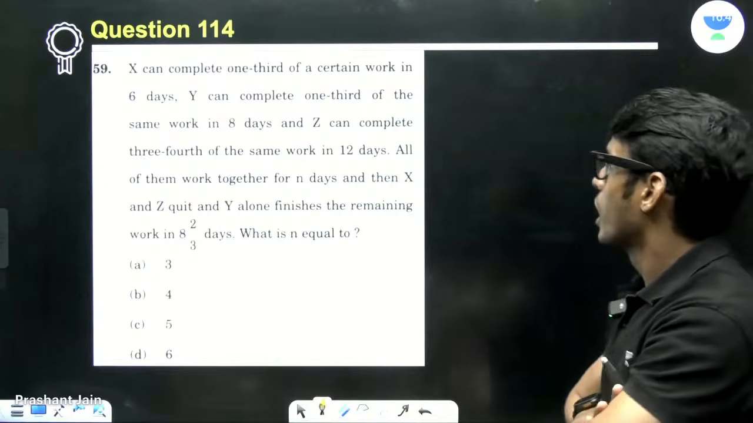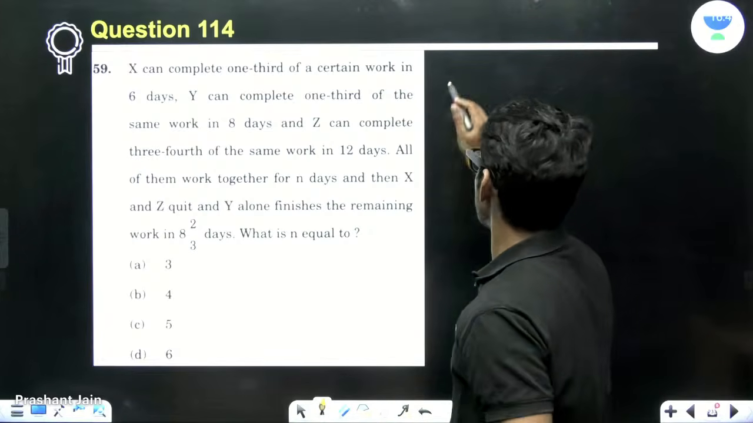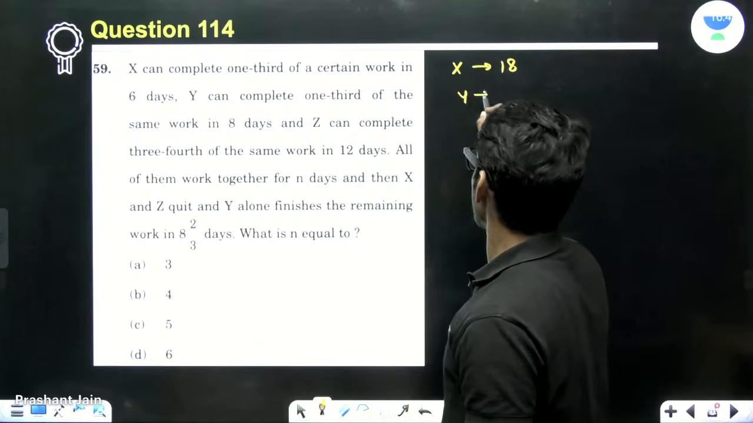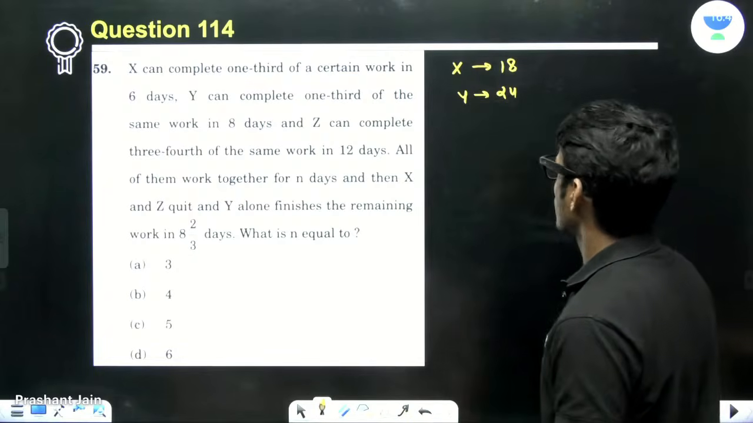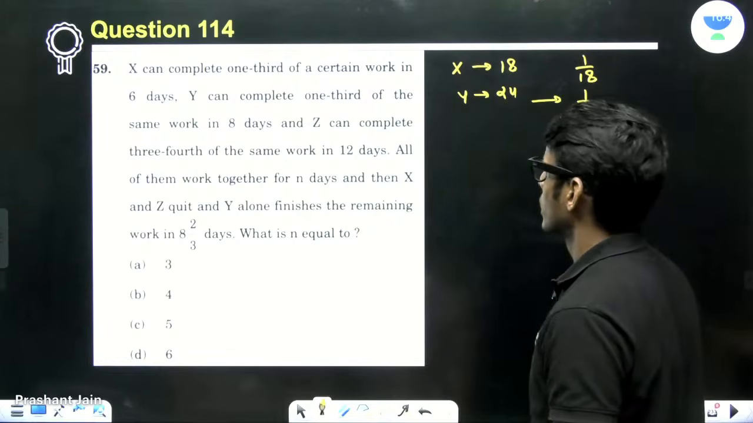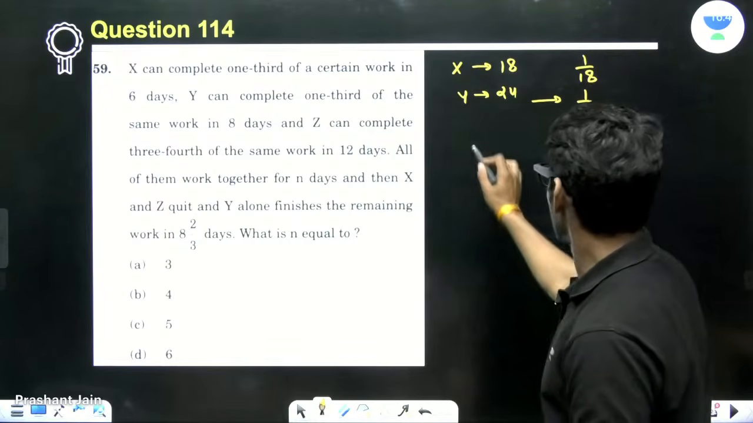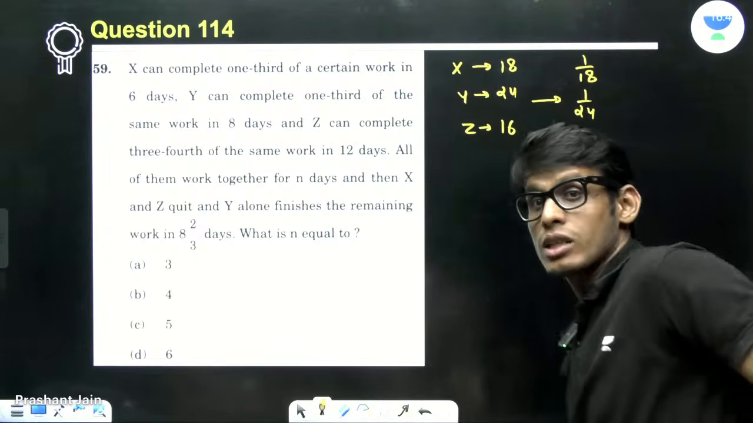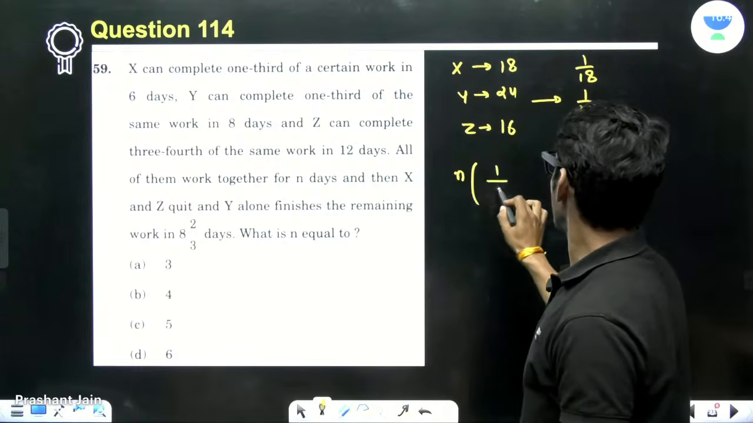Although it can be done. How can it be done? Let me tell you. X can complete 1/3 of the work in 6 days, so basically X needs 18 days to complete the work. Y needs 24 days to complete the work. We have to think of it like this: in one day, X completes 1/18 of the work, and Y completes 1/24 of the work. Z can complete 3/4 of the same work in 12 days, so you have to think properly to conclude that Z will require 16 days to complete the full work.